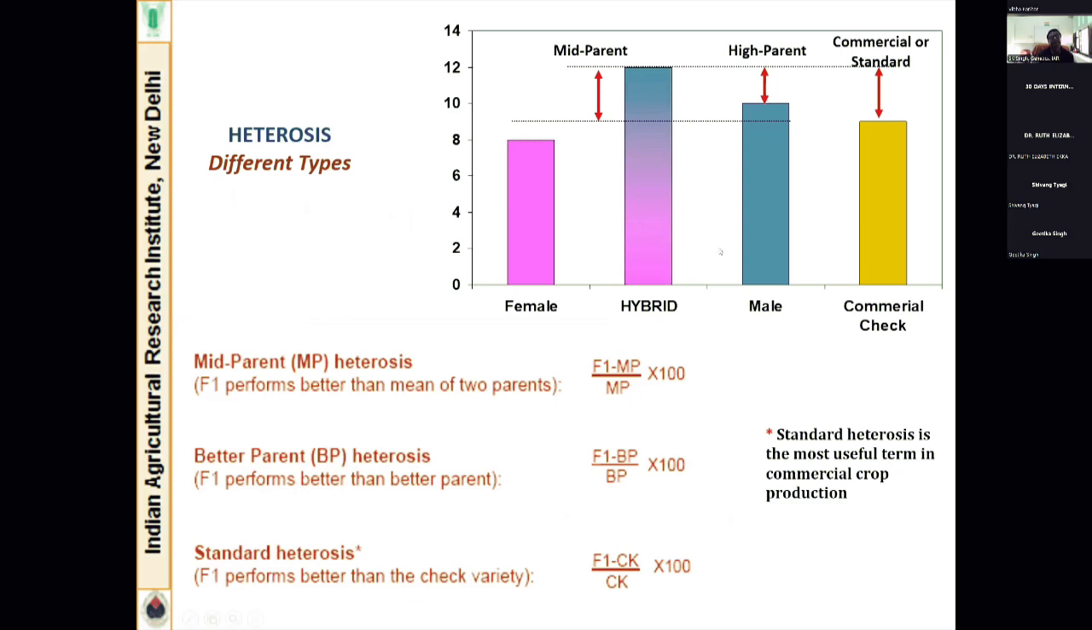There are 3 different types of heterosis: mid-parent heterosis, high parent or better parent heterosis, and commercial or standard heterosis. These are the formulas to calculate the heterosis over the mid-parent, better parent, or commercial check.